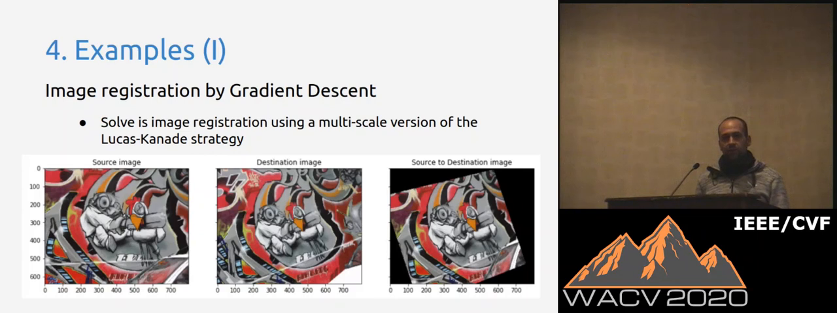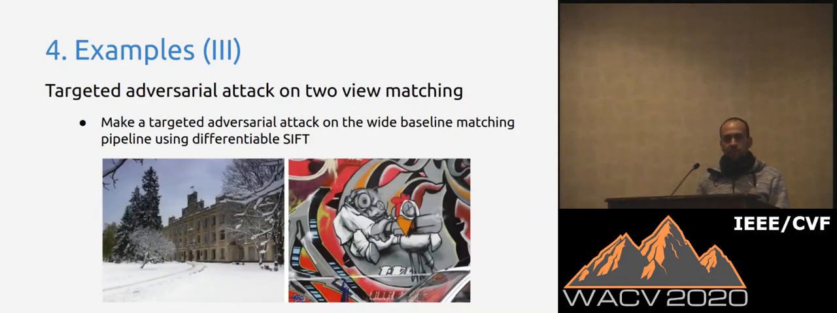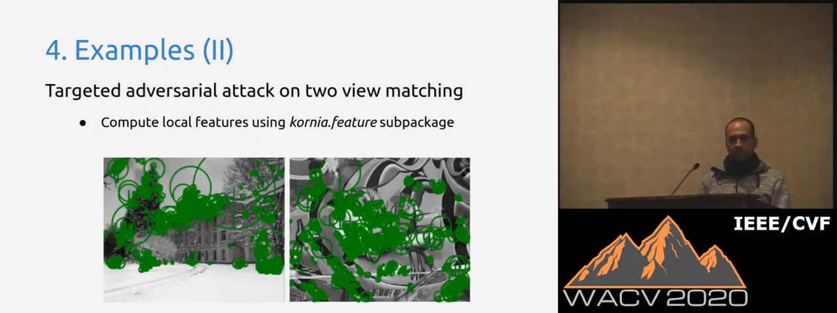And then also, we have some examples showing different problems to do backpropagation using the whole PyTorch ecosystem, like, as we saw before, for solving homographies, multi-view depth estimation. And finally, we also propose a targeted adversarial attack on two-view matching. Using the 2D features module, we show, for example, using the implementation we have of SIFT, a differentiable SIFT, how to solve these kinds of problems.